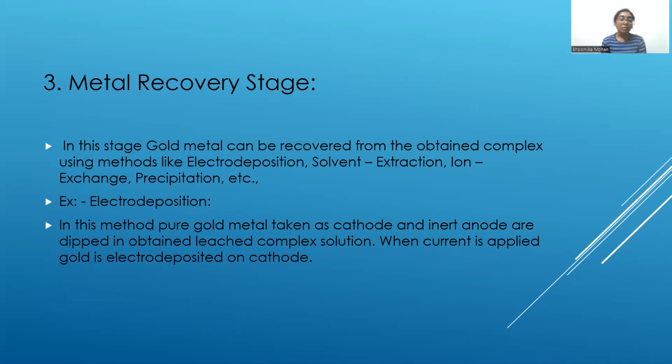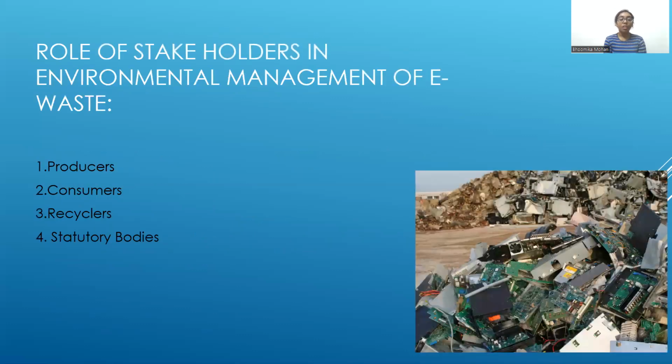In this stage, gold metal can be recovered from the obtained complex using methods like electrodeposition, solvent extraction, ion exchange, precipitation, etc. An example is electrodeposition. In this method, pure gold metal as cathode and an inert anode are dipped in the obtained leach complex solution. When current is applied, gold is electrodeposited on the cathode.